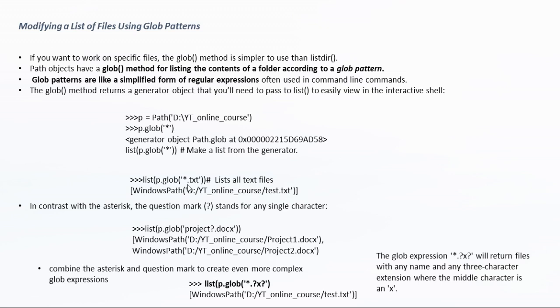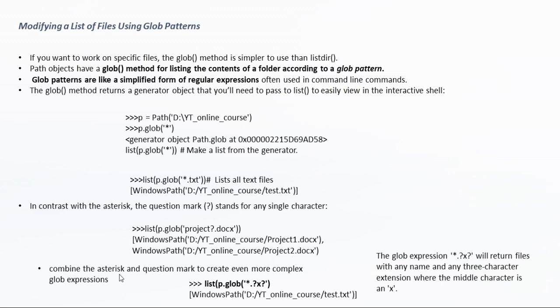And instead of star.txt, suppose I give a question mark. Suppose in my folder I have project1.docx, project2.docx, project3.docx. So instead of saying 1, 2, 3, in place of that, if I give a question mark, it will list all the files which are documents starting with project. See, project 1, project 2 are there.